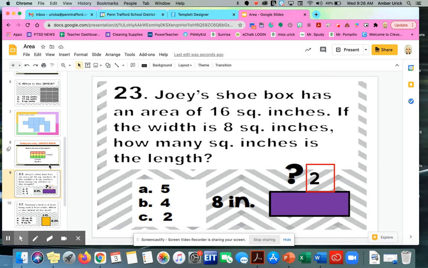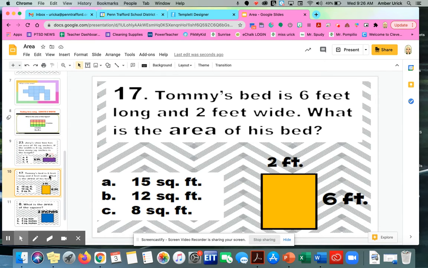Don't let a missing number scare you. How about slide number 10? Tommy's bed is 6 feet long. Here it is, 6 feet long and 2 feet wide. What would be the area? No missing number this time, right? But let's remember, what is that formula? Length times width. So it's 6 feet long, so 6 times 2 feet wide.